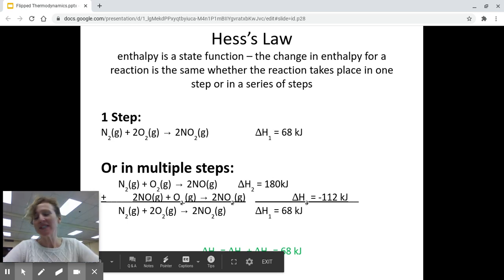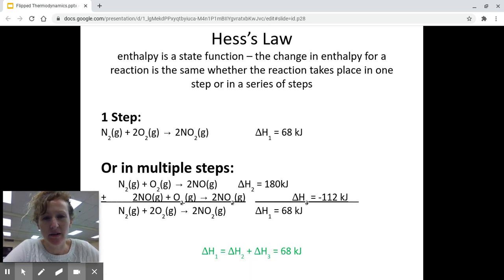Hey, y'all. We're going to talk about the next concept in thermodynamics. And the concept is called Hess's law. But the idea is that each step in a reaction either releases energy or consumes energy. It's either exothermic, the system giving off energy, or it's endothermic, the system taking in or absorbing energy, right?